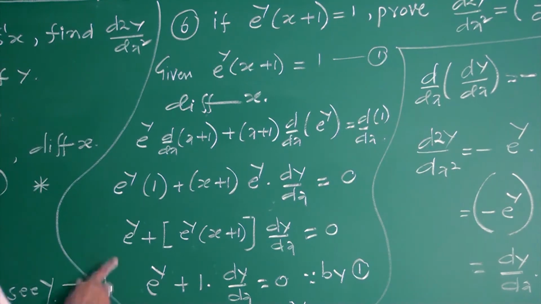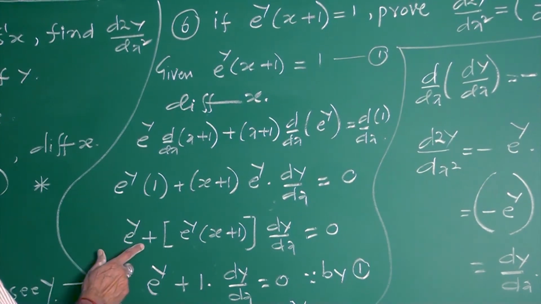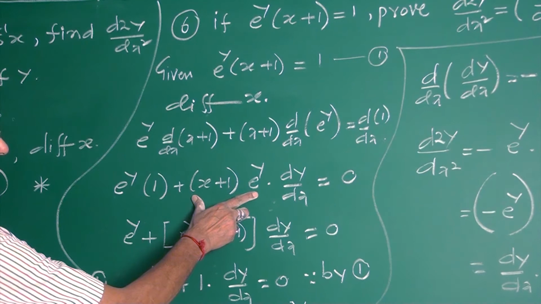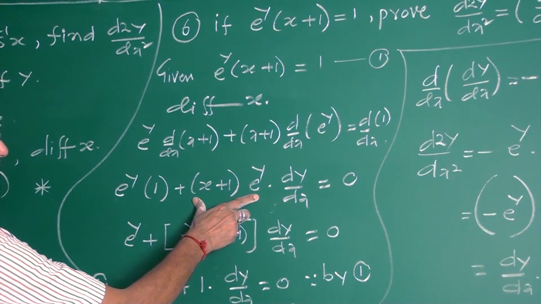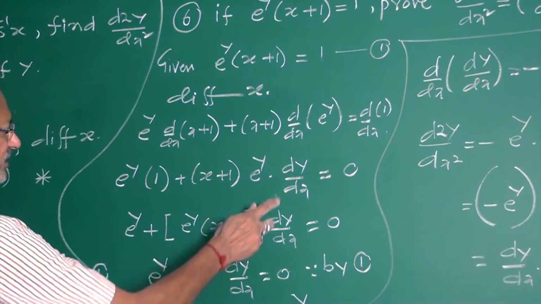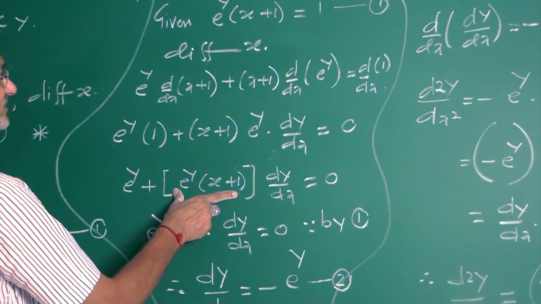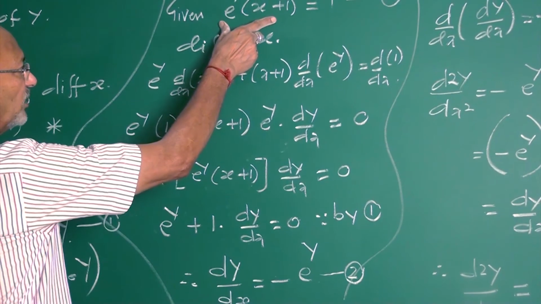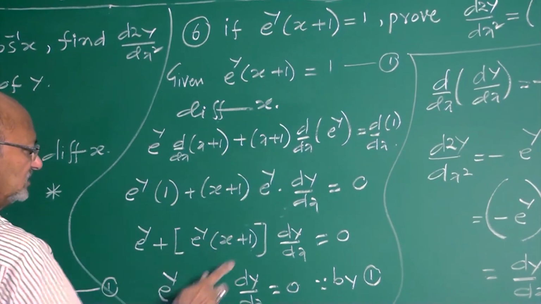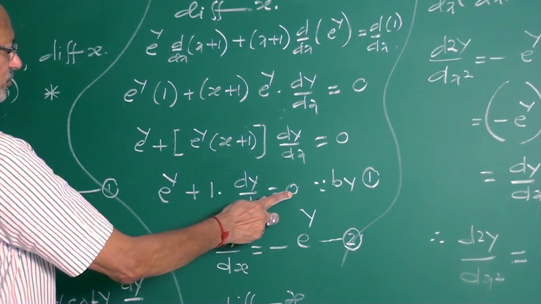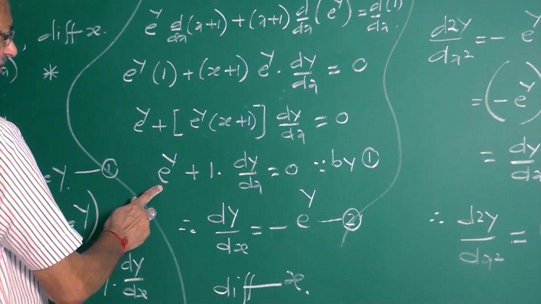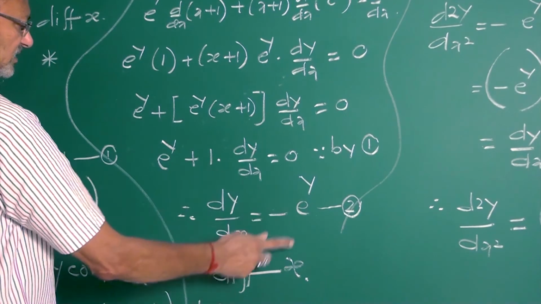Yes. This is e to the power y into 1 plus e to the power y into (x plus 1) into dy by dx equal to 0. But what is this by 1? This is by 1, nothing but 1. That is 1 into dy by dx equal to 0. Shift; plus becomes minus e to the power y.